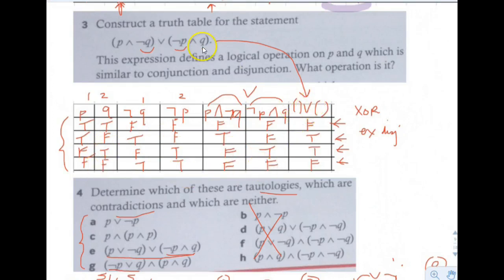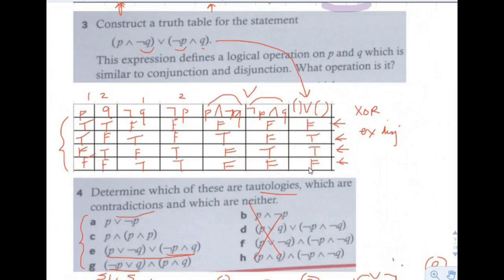Then I'm going to OR together this one and this one. So everything except for both false should be true. So false, false gives false, true, false gives true, false, true gives true, and false, false gives false.